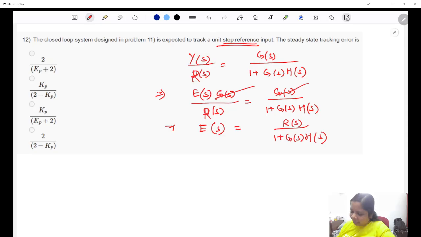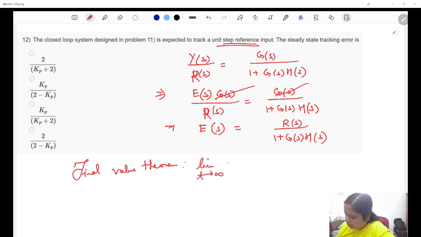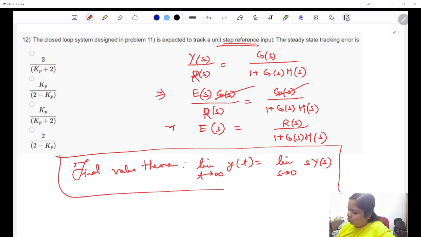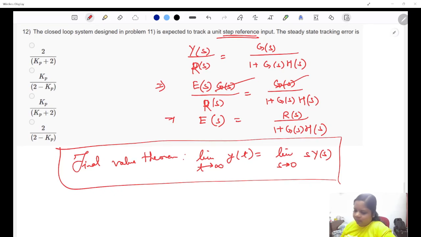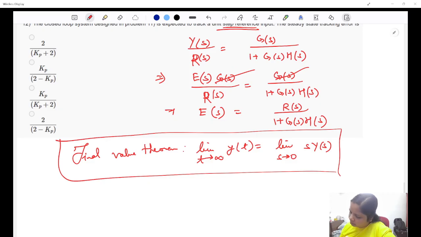Okay. We have also read the final value theorem, right? And what does the final value theorem say? Limit t tends to infinity yt is equal to limit s tends to 0 sYs. We know that, right? So this is a theorem that we are going to apply here. I had discussed this in the last class. I don't know how many of you were there, but this is really important. All of these were discussed.